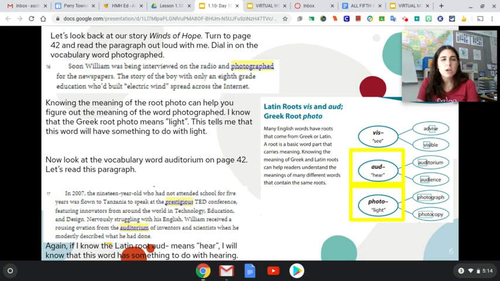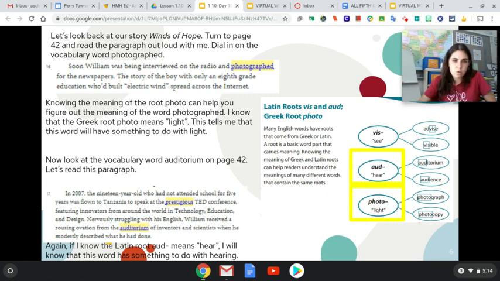Ooh, okay. So knowing the meaning of the root photo can help us understand and figure out the meaning of the word photographed. I know that the Greek root photo means light. This tells me that the word will have something to do with light. Okay, so we can conclude that photograph has something to do with light because of the root photo. Okay, it's kind of like a context clue within the word itself.